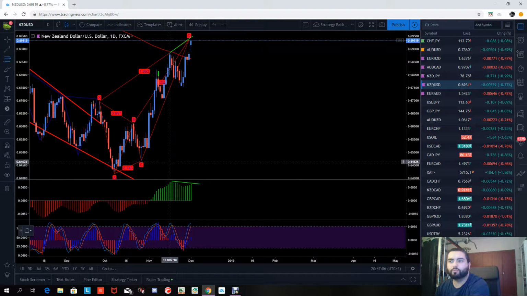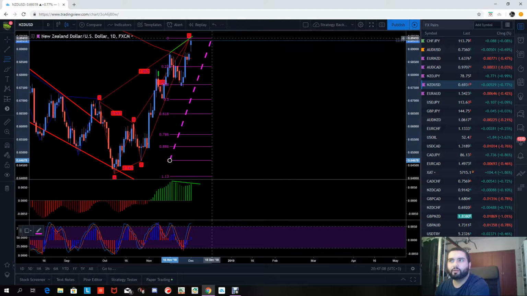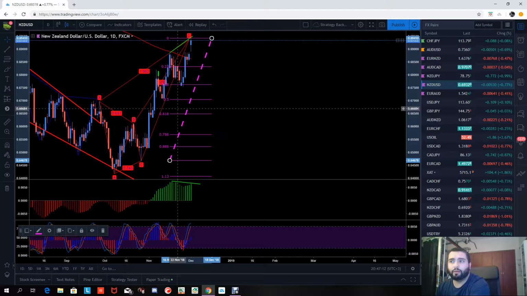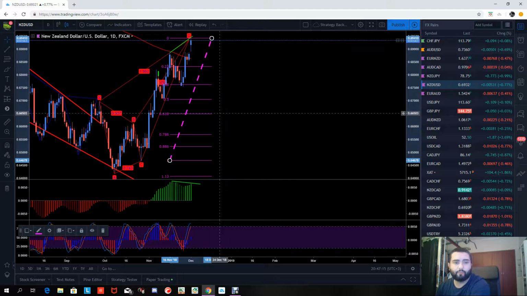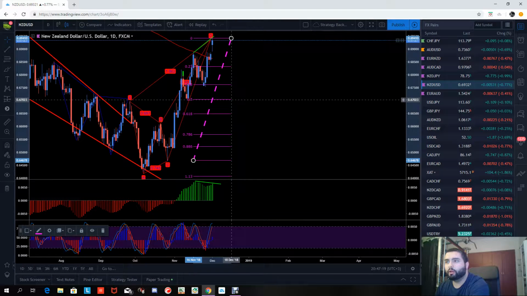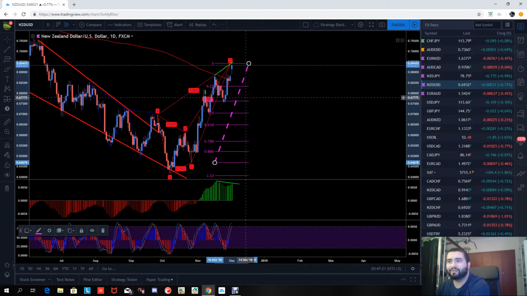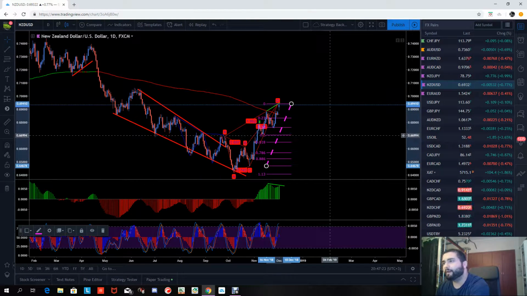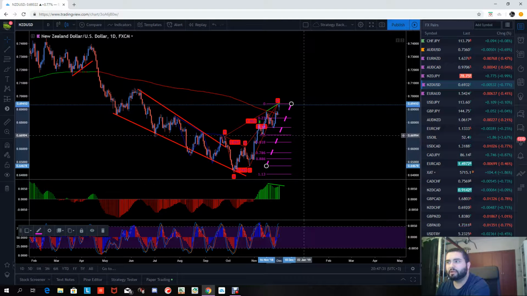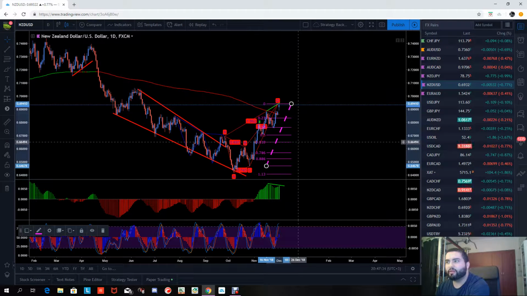So our targets would probably be something like the CD leg retracement of 0.618 Fibonacci, or even the 0.5. I'll start taking profit at, let's say, 0.5, and as you can see here, we've got good support at the 0.5 level. So we might be taking some profit here, and then let it ride.